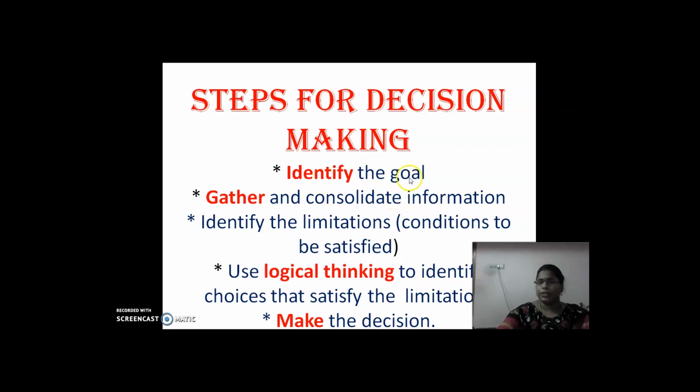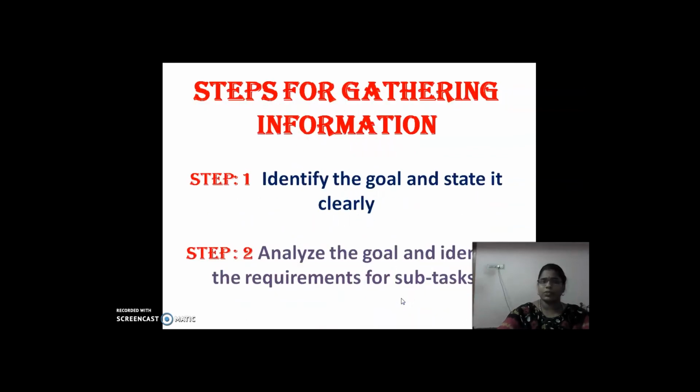First one is identify the goal. Second one is gather and consolidate information. Next, identify the limitations, that means rules and conditions that should be satisfied. Use logical thinking to identify choices that satisfy the limitations. Then make the decision. What is the next one?